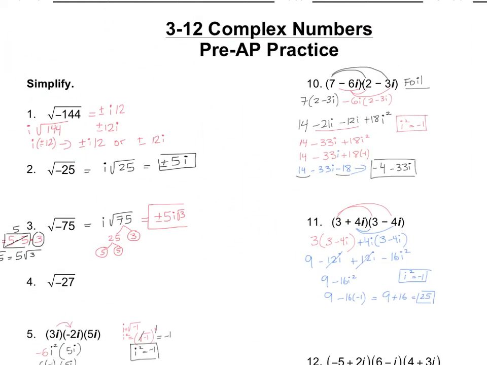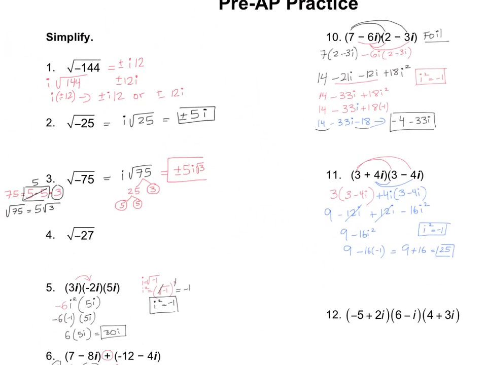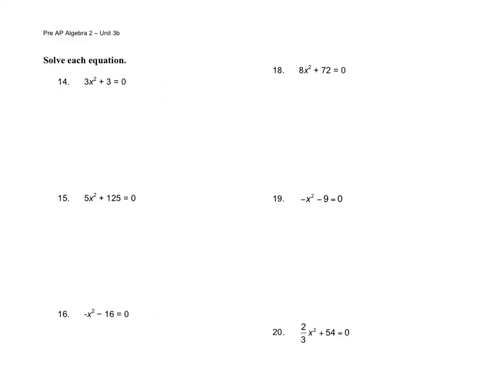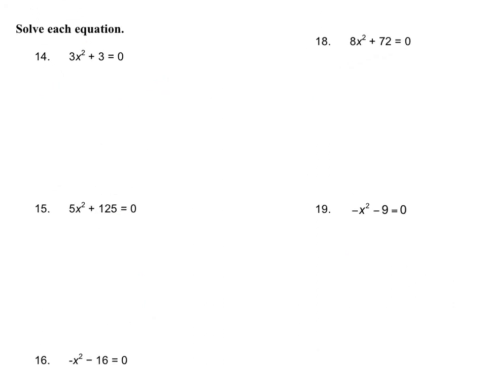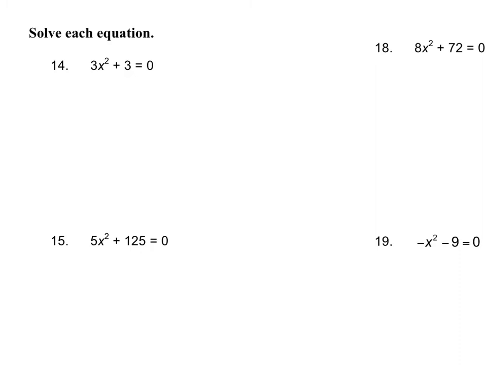So we discussed addition, subtraction, multiplication of complex numbers. We also discussed how to simplify perfect squares and how to simplify not perfect squares, and how to simplify radicals in general. So now we're going to move on to solving equations. Now, whenever you want to solve an equation, your first step is to isolate the x.